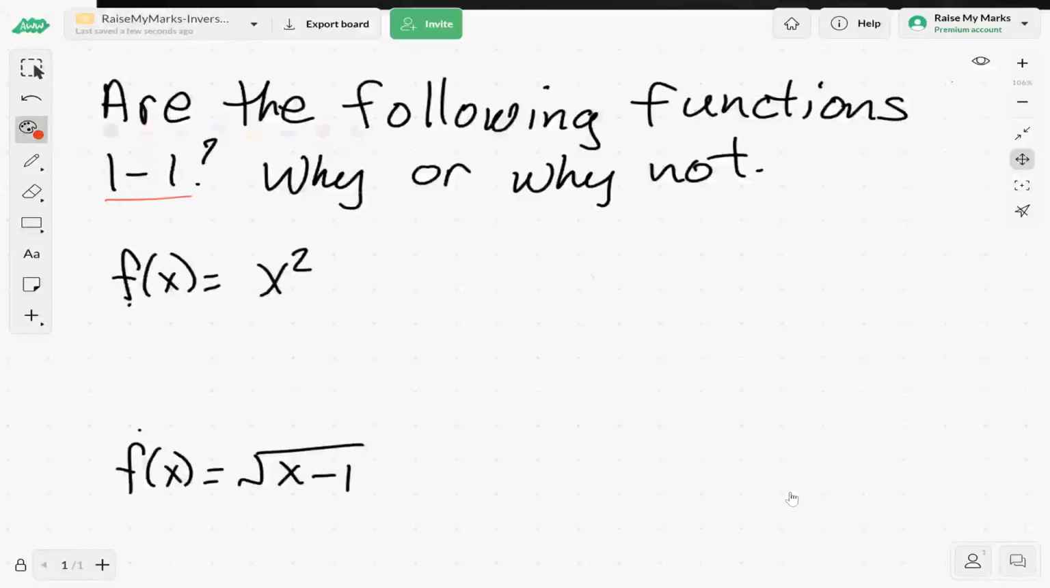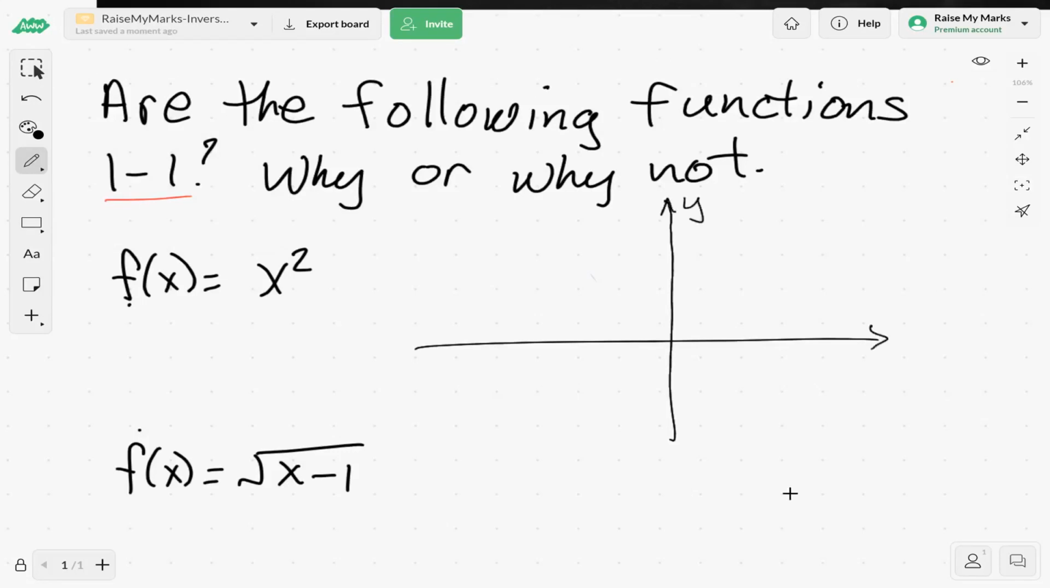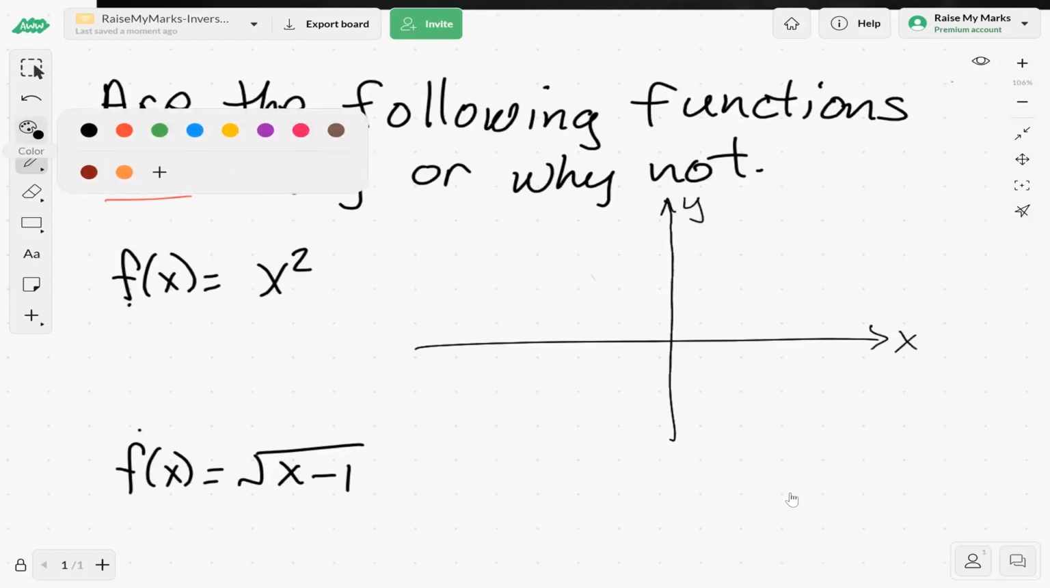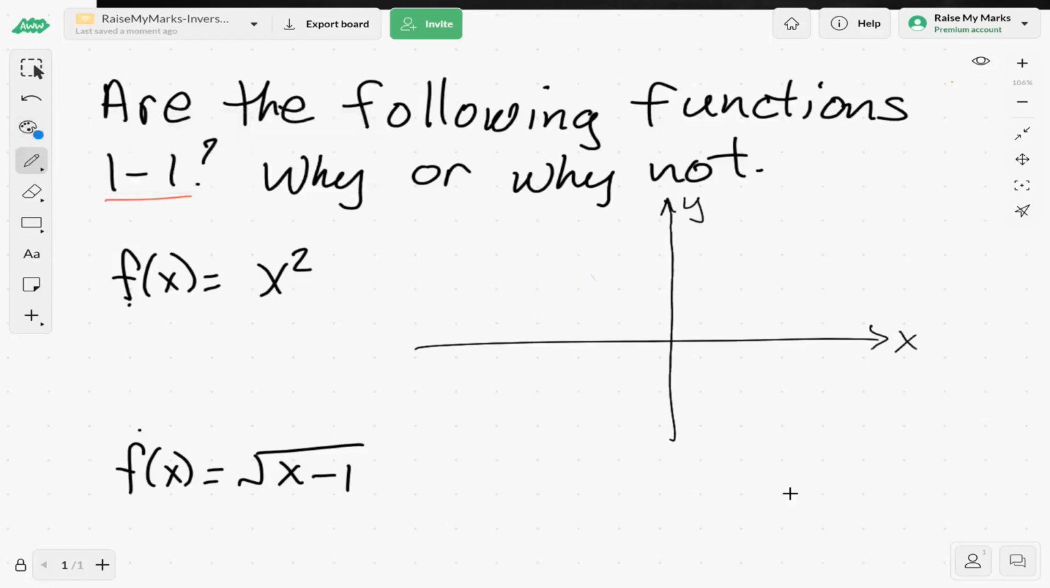I find the easiest way to determine if a function is one-to-one is if we graph it, if we're able to graph it. So let's graph this first function, f of x equals x squared. Let's draw our vertical and horizontal axes, y and x. Let's label them, and let's graph our function. So our function is f of x equals x squared. That's just a parabola opening upwards with vertex at the origin.